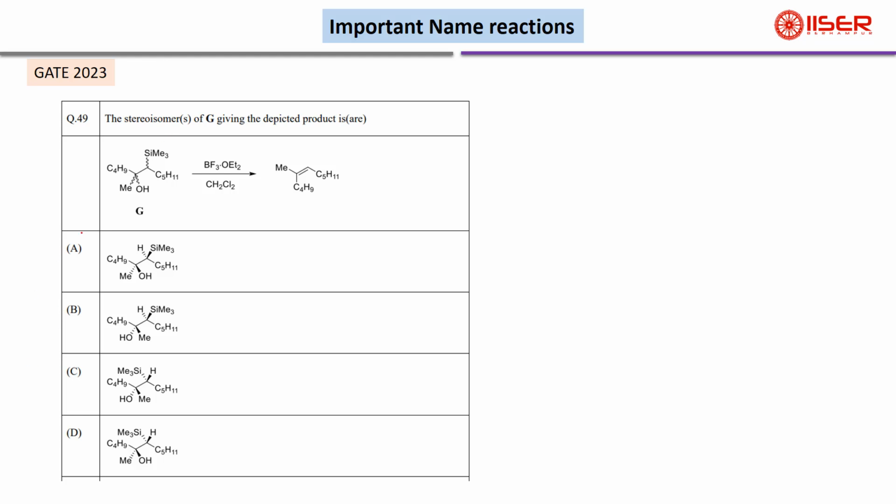From a silicon type of compound, we are getting an alkene. So this is an olefination reaction, because we are getting an olefin. Whenever a silicon based compound reacts to give us an alkene, it means it may be going through a Peterson olefination.